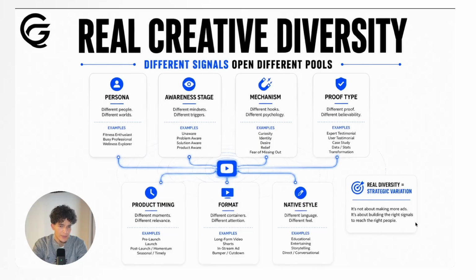So at the end, it's not about making more ads, but it's about building the right signals to reach the right people. But you have to make sure before you launch your ads, please make sure what exactly you are targeting. Which signal are you changing, and with what signal are you actually combining the changes?